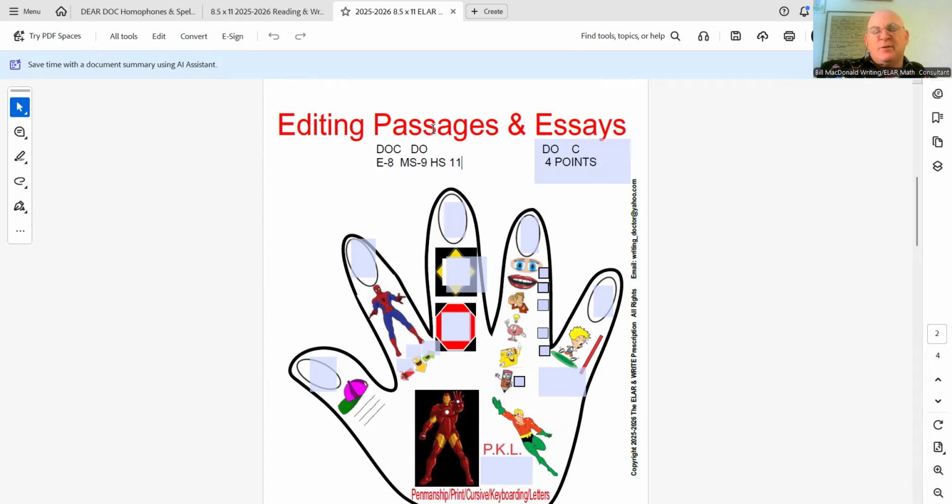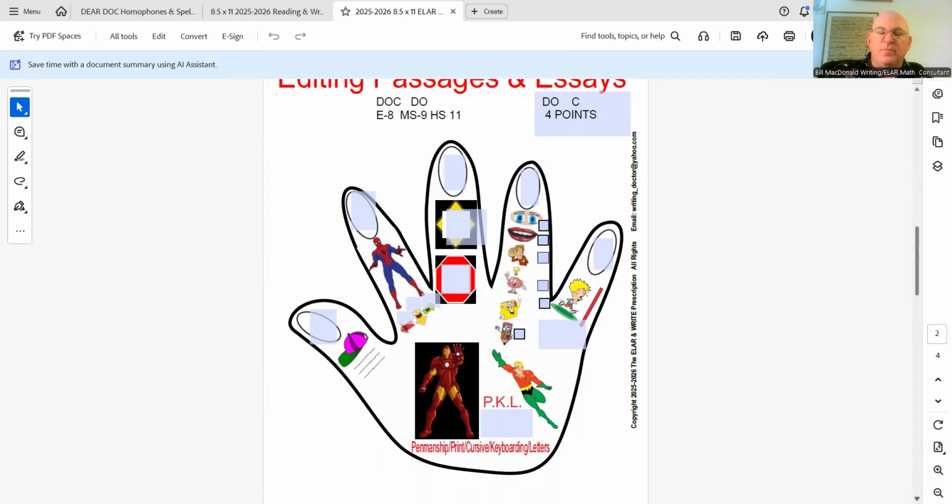So should you practice grammar skills in isolation with kids who are struggling? Yes, it's very critical. So what are all these weird looking things? Well, let's start in the palm. It says PKL. And when I say PKL, make sure you understand I am not talking about pre-K level, but many of your students are on a pre-K level when it comes to these things here.